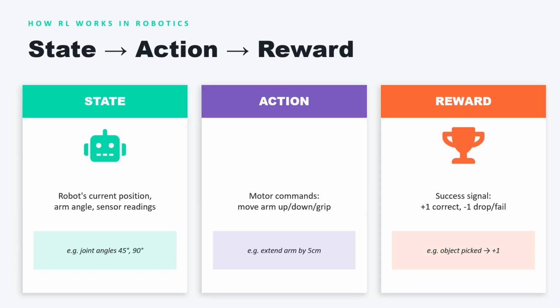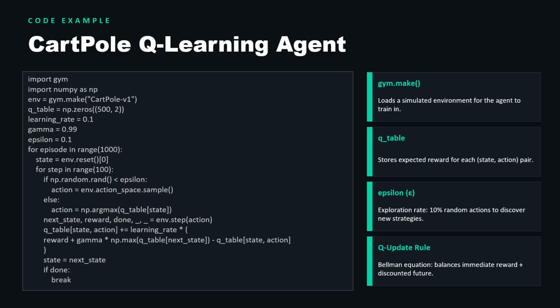Let us break it down. State, this is the robot's current situation. For example, arm position or sensor readings. Action, this is what the robot does, like moving an arm or gripping an object. Reward, it is the feedback. If the robot succeeds, it gets a positive reward. If it fails, it gets a negative one. This simple loop helps the robot learn better actions over time.